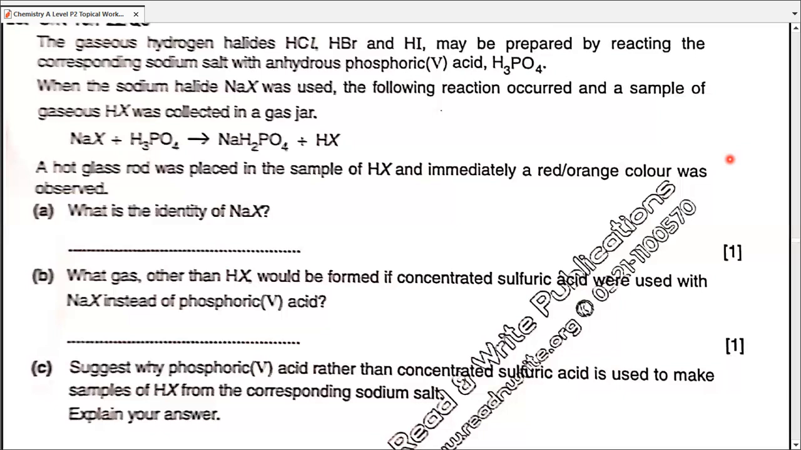Sodium bromide. Right. And how did you guess it was sodium bromide? The orange color, and bromine has a red brown color liquid, which is in the gaseous form. Good. All right. Part B. Bromine gas. All right. What else? I mean, C.